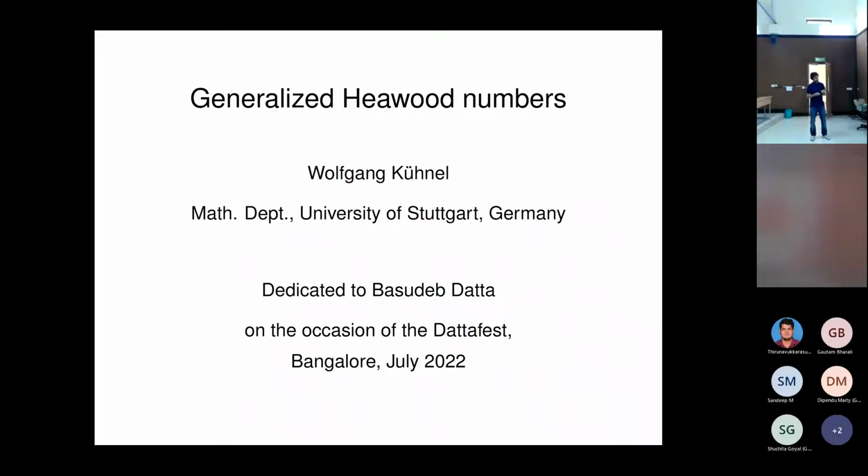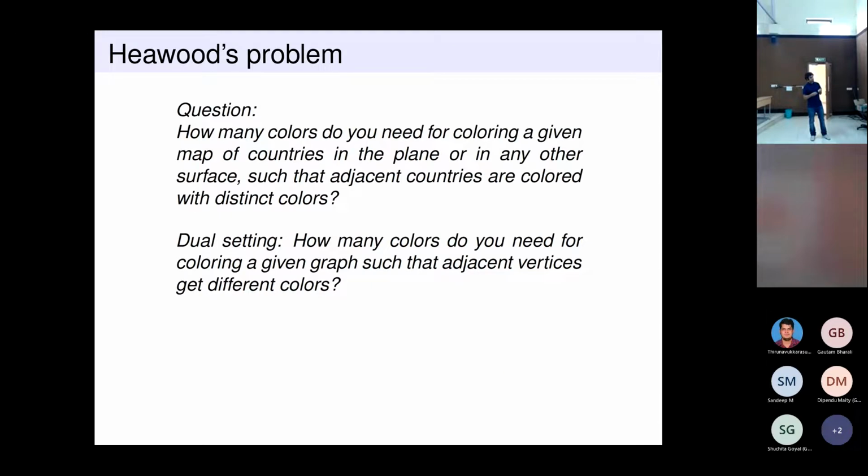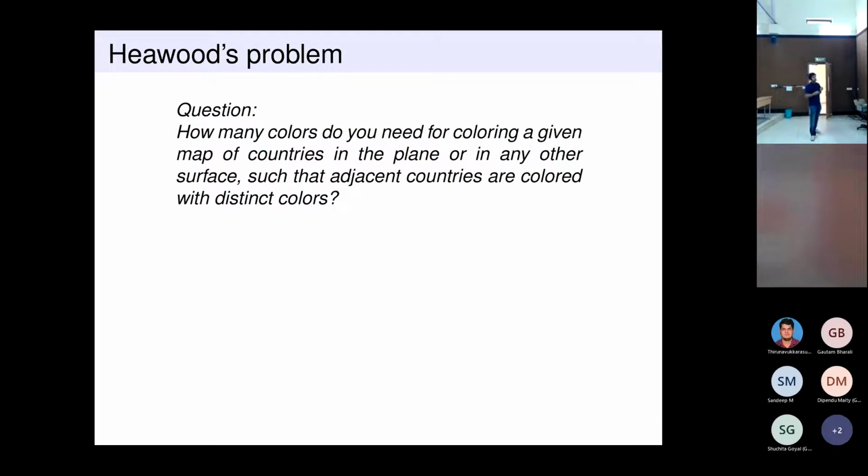So let's get into it. To motivate the problem, we have this famous, easy to understand problem. How many colors do you need for coloring a given map of countries in a plane or in any other surface such that adjacent countries are colored with distinct colors, right? So in a plane or a sphere, that is the typical map coloring problem.